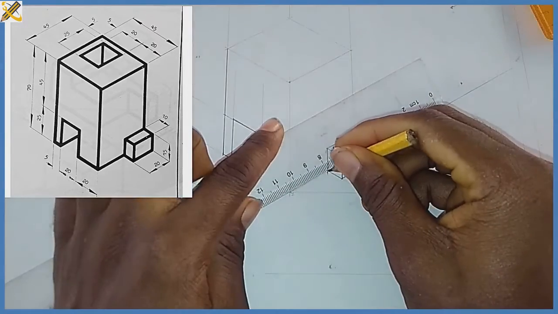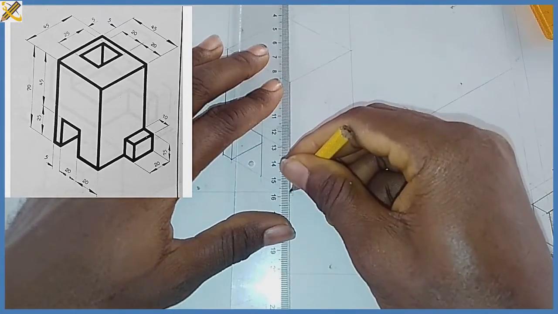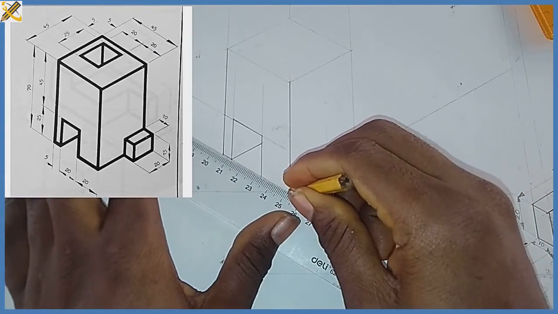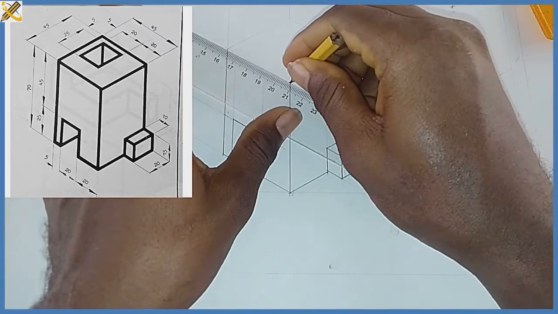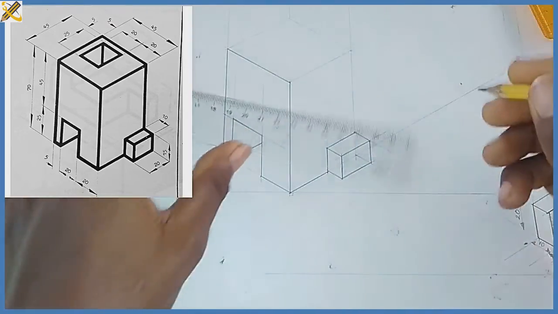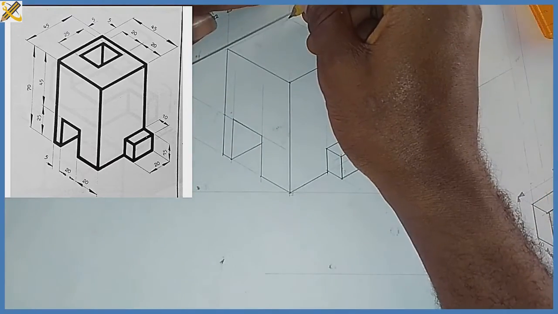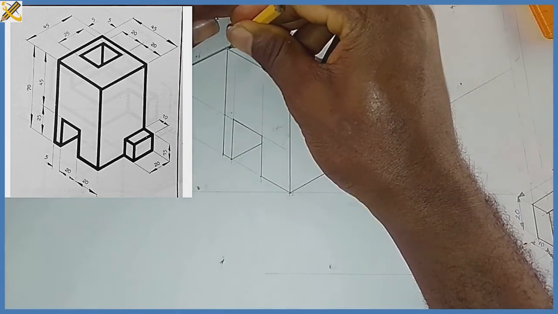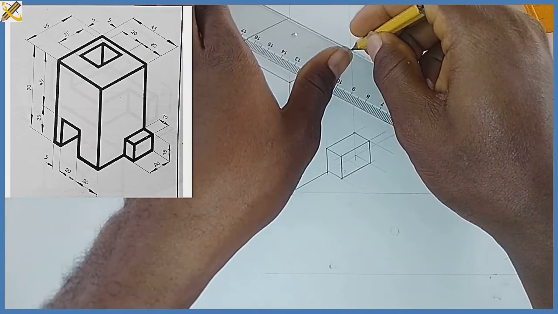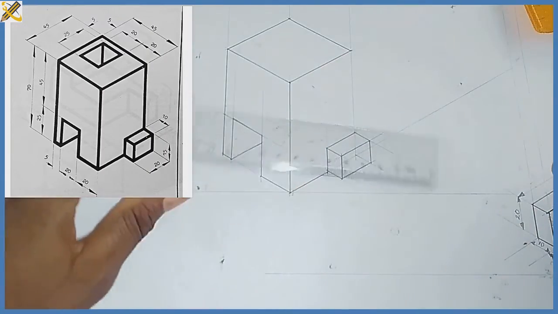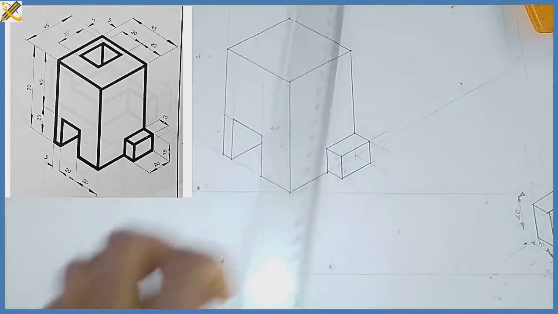Also, this part right here, down to the top here, down to this area here. So then this portion here, then this part here, right here, and right here. All right, not forgetting this part here.